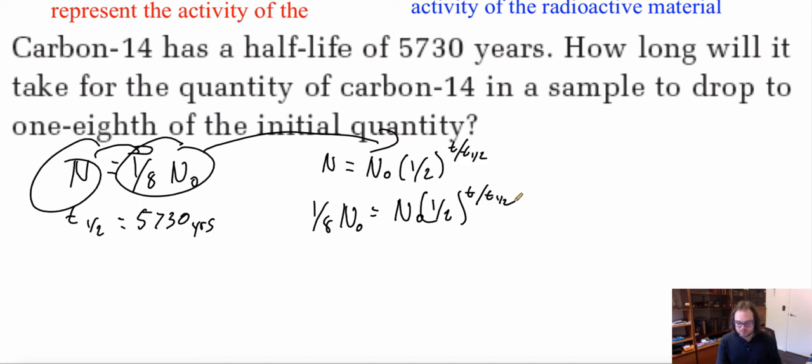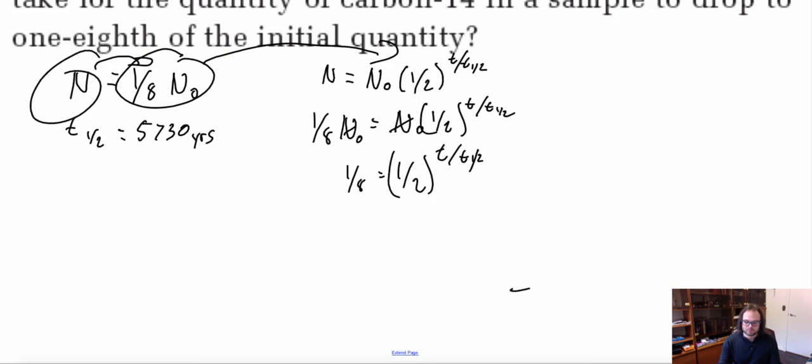Now, if I simplify this, the N naught, my original amount, doesn't really matter anymore. So we're just looking at 1/8 is equal to 1/2 to the power of t over half-life. Okay? So now let's plug in the variable we know. We know the half-life. So I'm going to have 1/8 is equal to 1/2 to the power of t all over 5,730. Now to solve this, here's the trick.